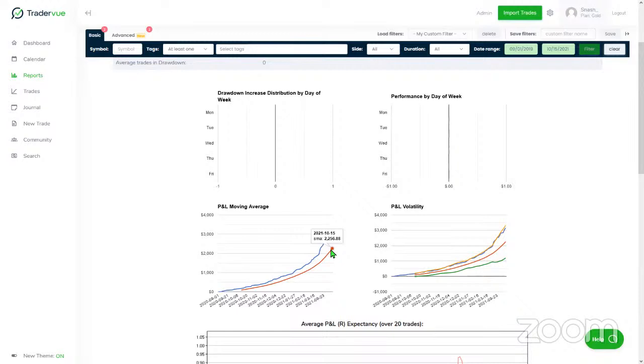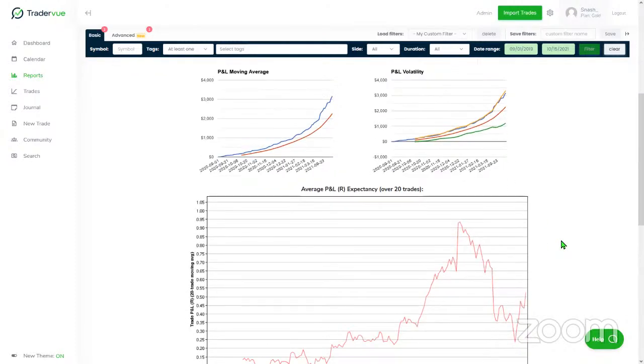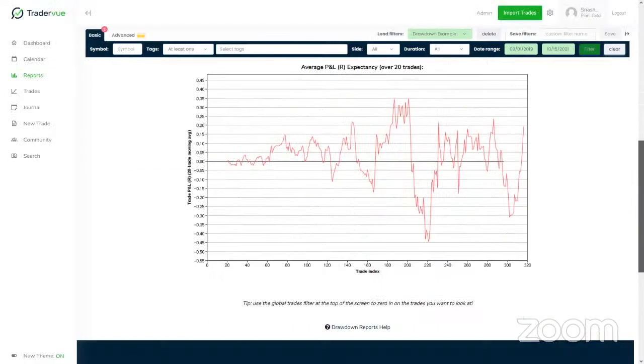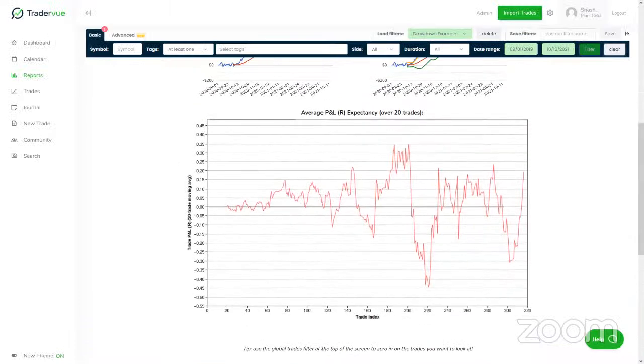That's the reason why we think it's super valuable to do the combination between advanced filters and drawdown reports. That is the last thing I wanted to show you. Actually, no, I want to show you here the average P&L R expectancy over 20 trades. But for that, let me get back to my filter drawdown example that I have prepared. So yeah, this is basically telling you this. This is an advanced report in the drawdown section, and it's telling you how your average P&L R expectancy has behaved over the last 20 trades.